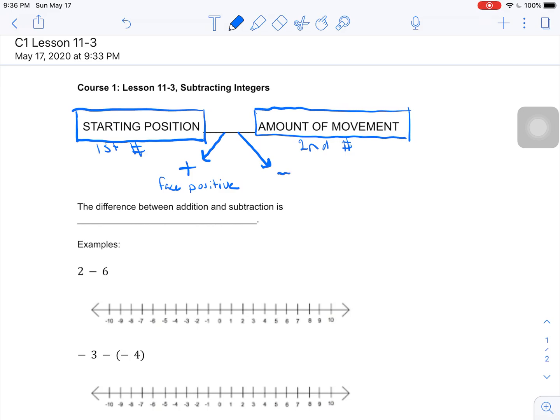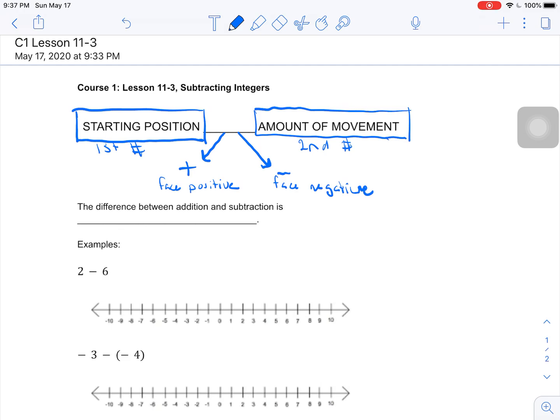If we're subtracting, the thing in the model that changes is the direction we're facing in our starting position. So if we're subtracting, instead of facing positive and facing towards the bigger numbers, we're going to turn around and we're going to face negative. We're going to face the smaller numbers. So you'll see what that looks like in just a second.